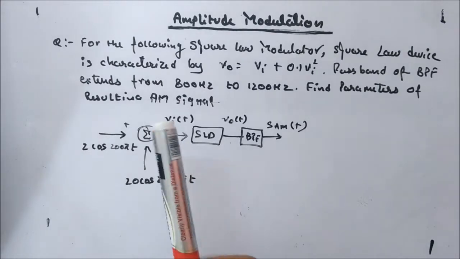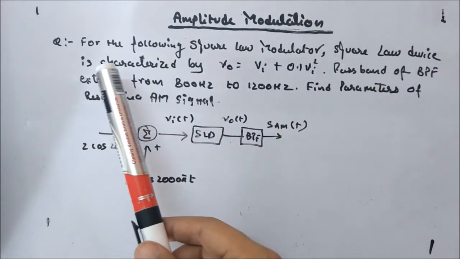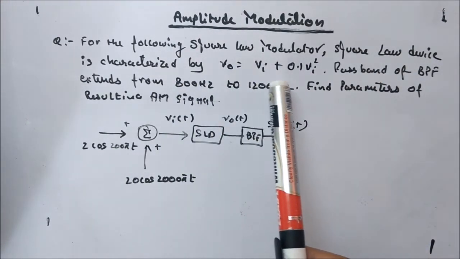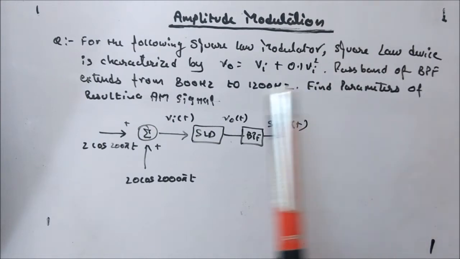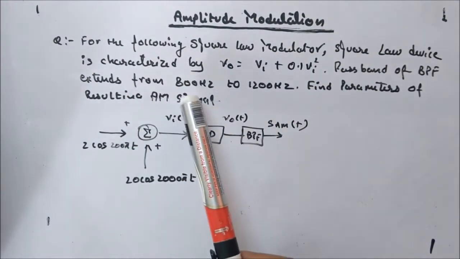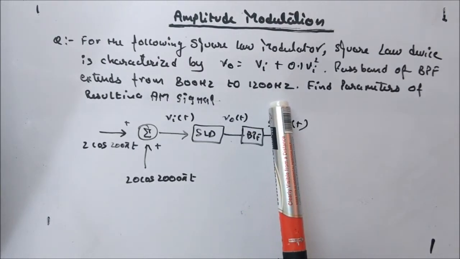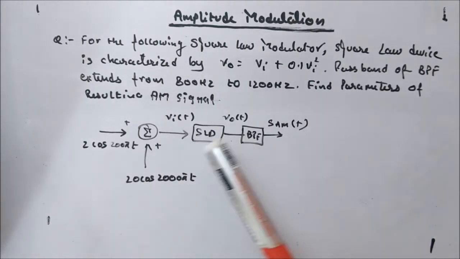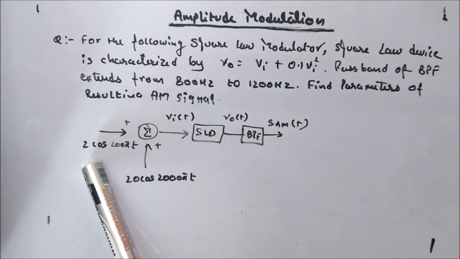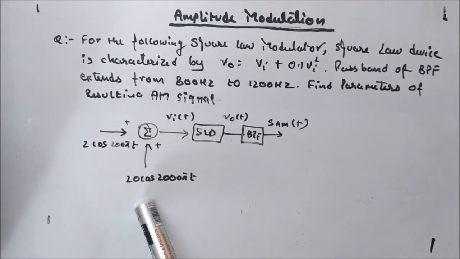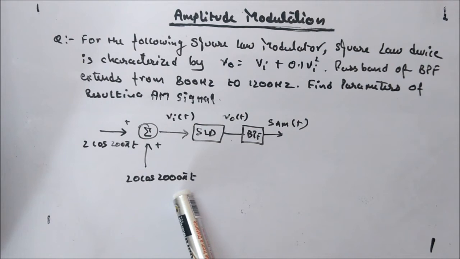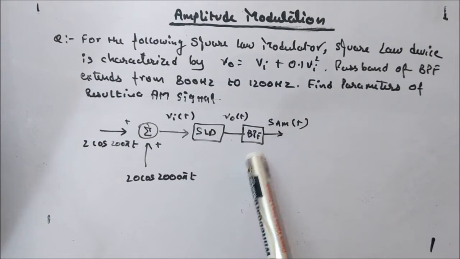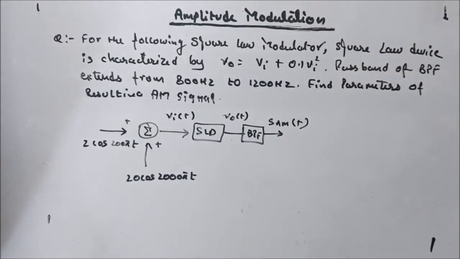Okay, let's see an example on generation of AM. It is given that for the following square law modulator, the square law device is characterized by Vo equal to Vi plus 0.1 Vi square. The passband of the band pass filter extends from 800 Hz to 1200 Hz. You have to find the parameters of the resulting AM signal. This is the square law modulator given. The message signal is 2 cos 200 pi t. The carrier signal is 20 cos 2000 pi t. These two are added to give Vi(t), then the square law device, Vo(t), the band pass filter, and s_AM(t). You have to find the parameters of the AM signal.